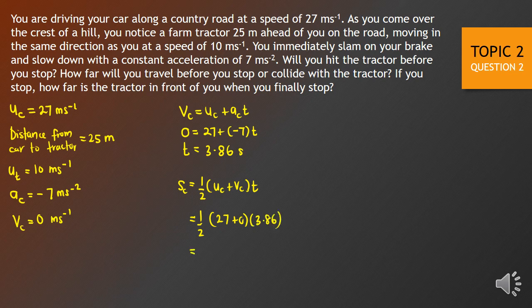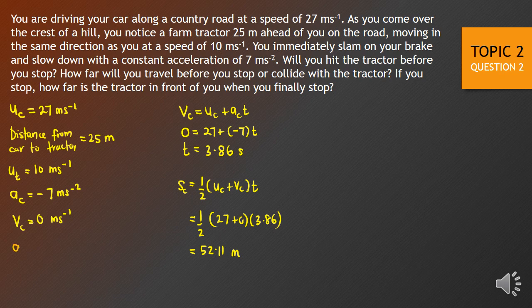So we get a value of 52.11 meter. So this is the displacement of the car. Okay, so far we have been talking about the car. And not to forget, when the car is slamming down on the brake, the tractor is still moving at a constant speed of 10 meter per second. There is zero acceleration for the truck, okay, the tractor.